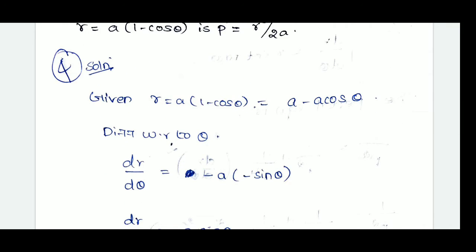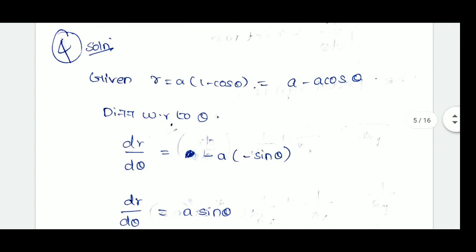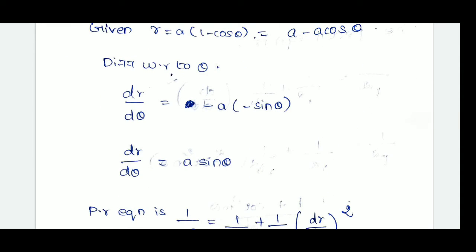Differentiating both sides with respect to θ, we get dr/dθ. Differentiation of the constant a is 0; the minus sign is a constant, so we write it as it is. Differentiation of cos θ is −sin θ. Minus into minus gives plus, so dr/dθ = a sin θ.